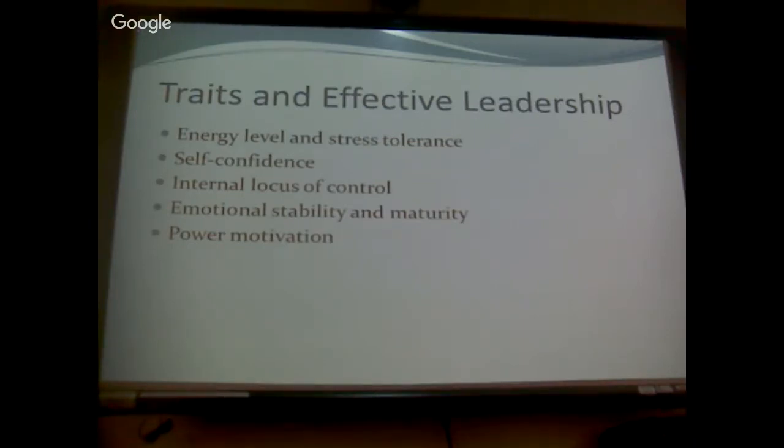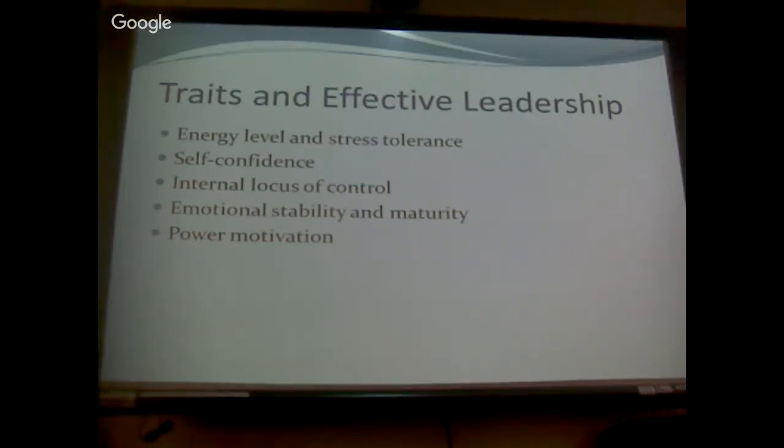Emotional stability and maturity. Again, this idea of being consistent across situations. That emotional stability interacts with the stress tolerance. In other words, you don't overreact to things, you're calm, and when problems occur, you're able to put things in perspective and come up with some way of dealing with problem situations or difficulty.